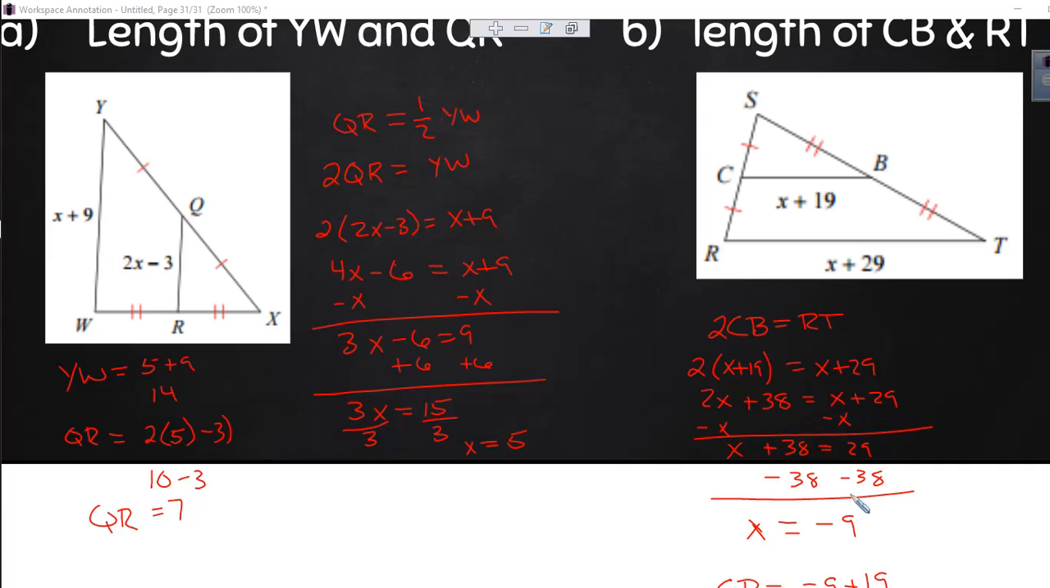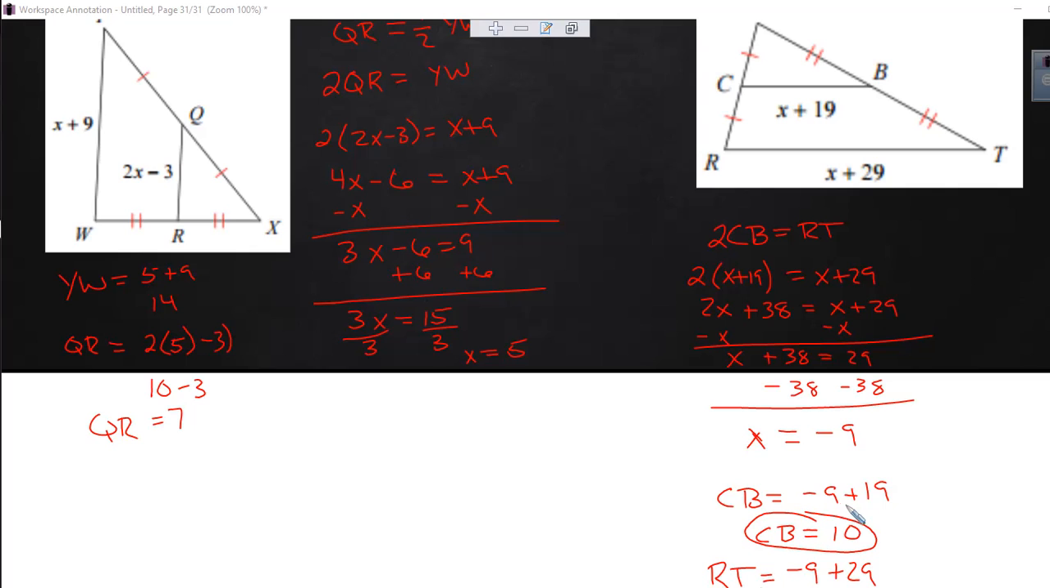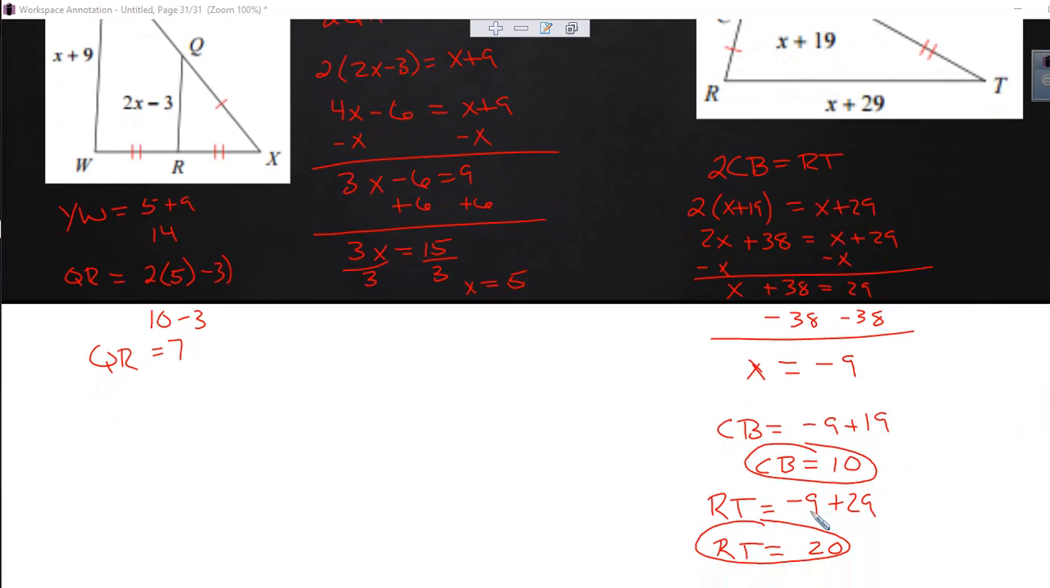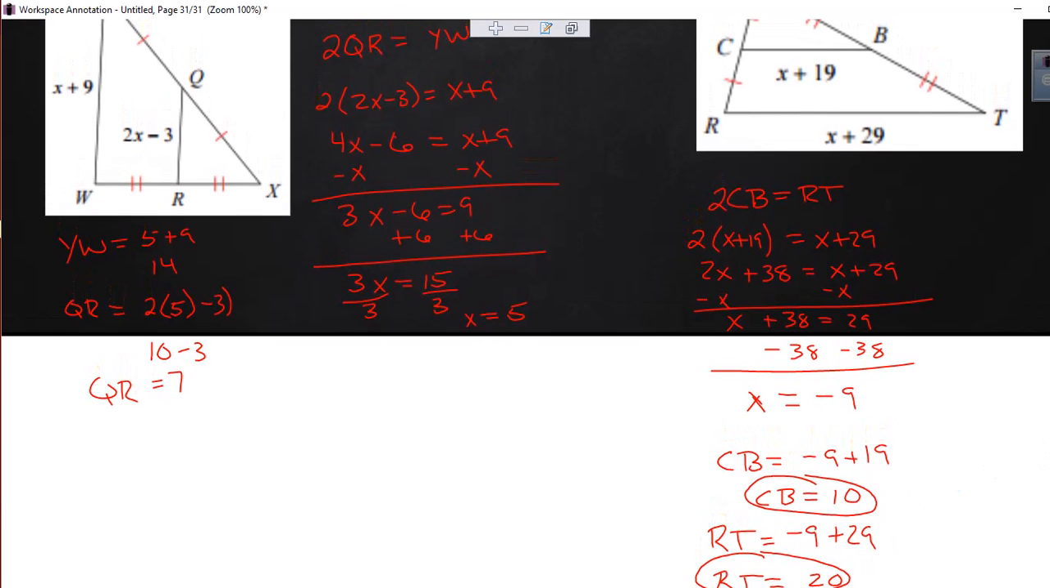Now, as you work this, you're going to notice that you get a negative 9 for your answer. A lot of you were thinking, oh, I can't get a negative. But you can get a negative variable, you just can't have a negative segment. So when you plug this back in, negative 9 plus 19 gives us a positive 10. And when you plug it back into RT, you get negative 9 plus 29, which gives you a positive 20. You still get positive results, so your answers are good. Once again, this is 20, and this is 10, which is half of this segment here.